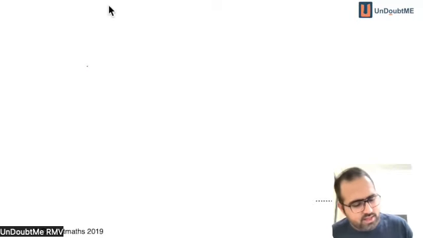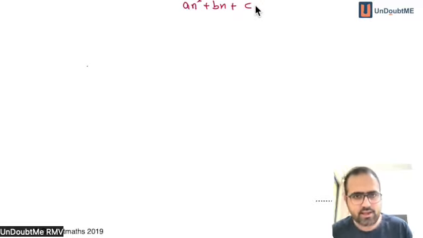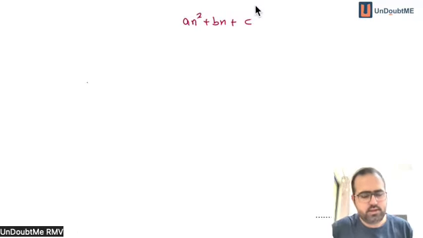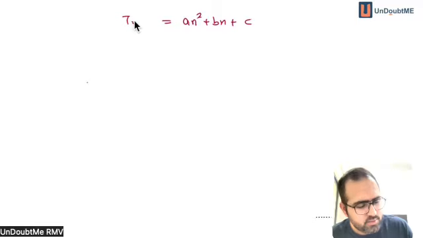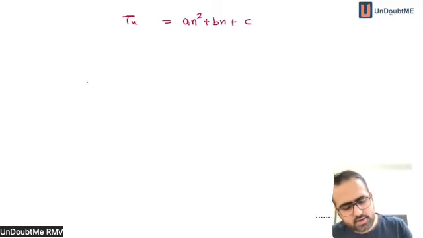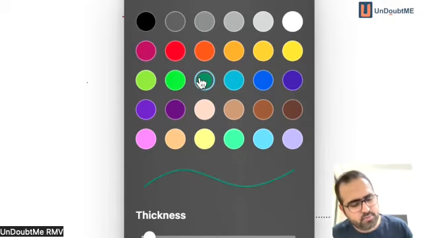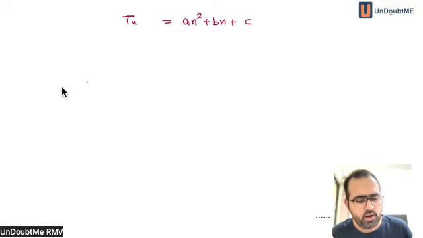Fine. So the nth term of a quadratic looks like this: a n squared plus b n plus c. That is the nth term of a quadratic sequence. Now what I'll do, turn by turn, is put the values of n as 1, 2, and 3, and I'll show you the whole pattern.